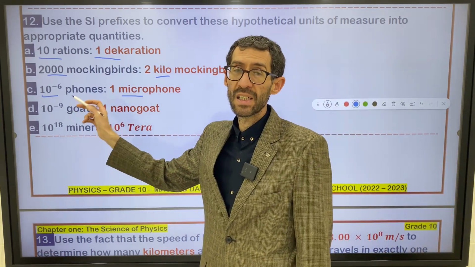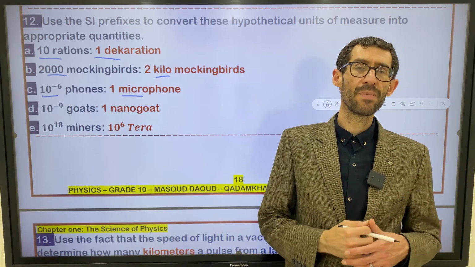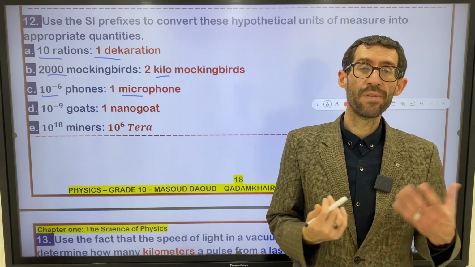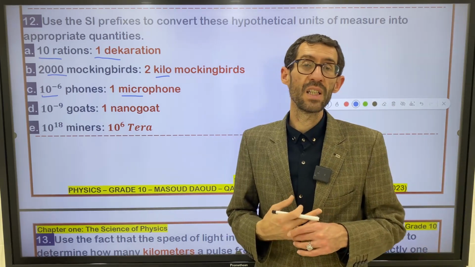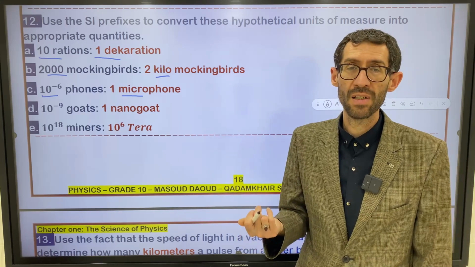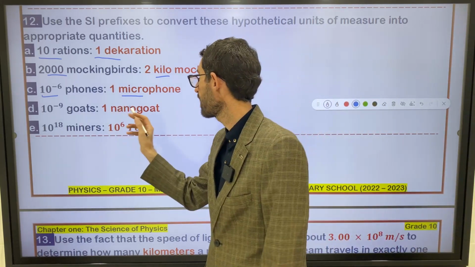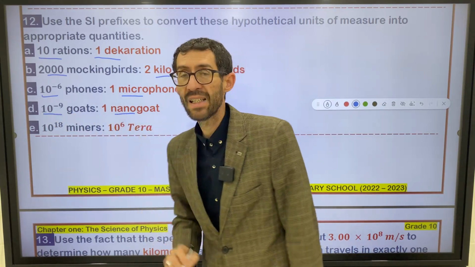D, 10 to the power negative 9 goats. Which prefix coincides with 10 to the power negative 9? Which prefix is equivalent to this power, actually? Nano, yeah? So it will be 1 nano goat. Instead of 10 to the power negative 9, I write nano.